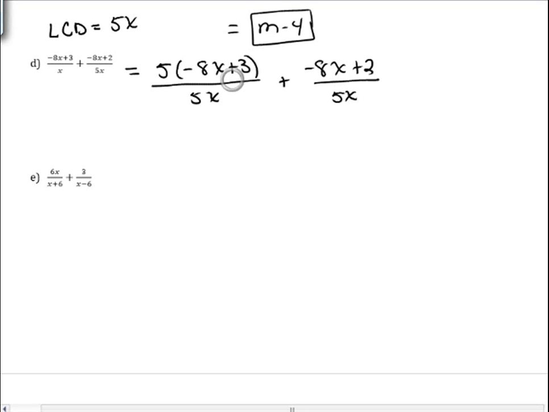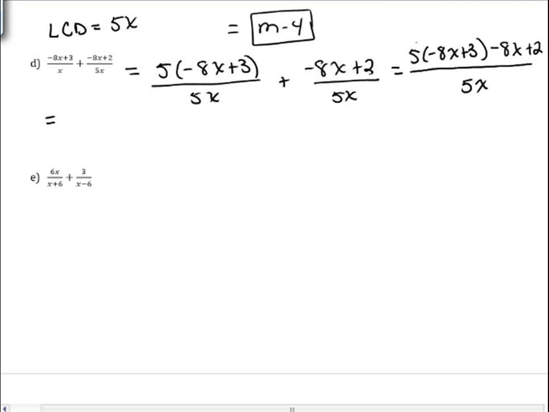Now we need to add these two together. Now that we have our denominators the same, we would add the numerators. So 5 times the quantity negative 8x plus 3. And adding a negative is the same as subtraction, so minus 8x and then plus 2. And this is all over our common denominator, 5x.